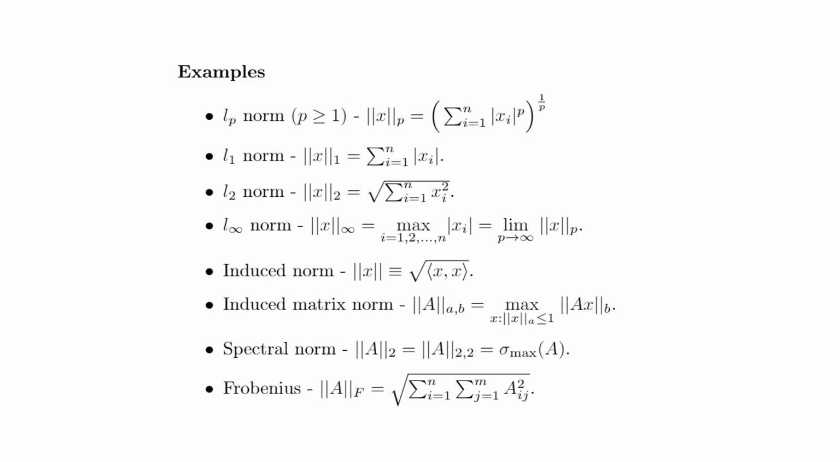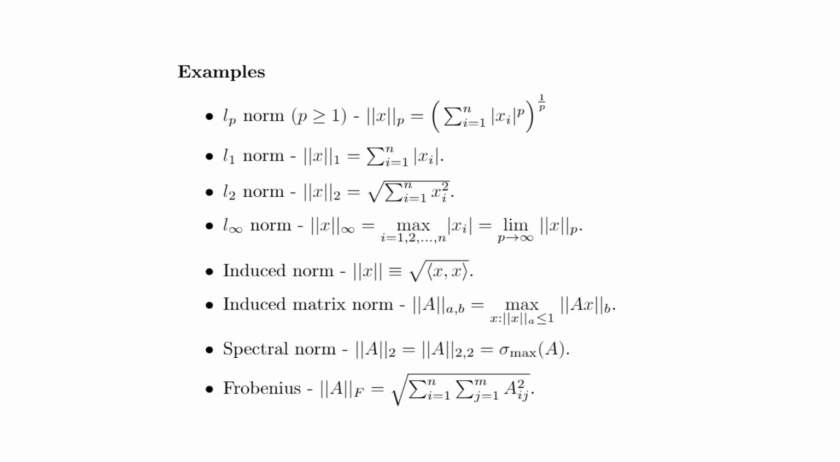Some examples of norms are as follows. The LP norm is summing the absolute values of all the members of x raised to the power of p, and then taking the inverse power of p. The L1 and L2 norm are defined this way. The L infinity norm is what happens to the LP norm when p approaches infinity.